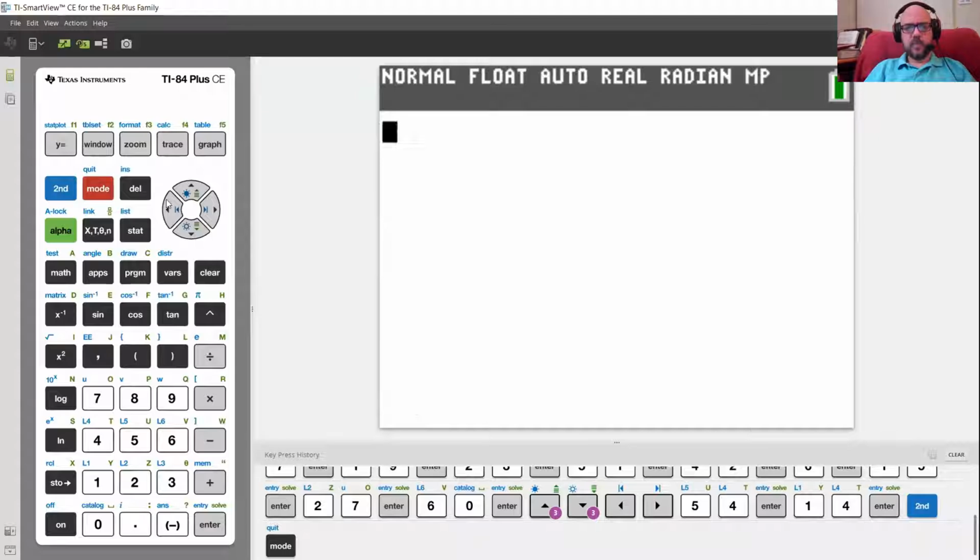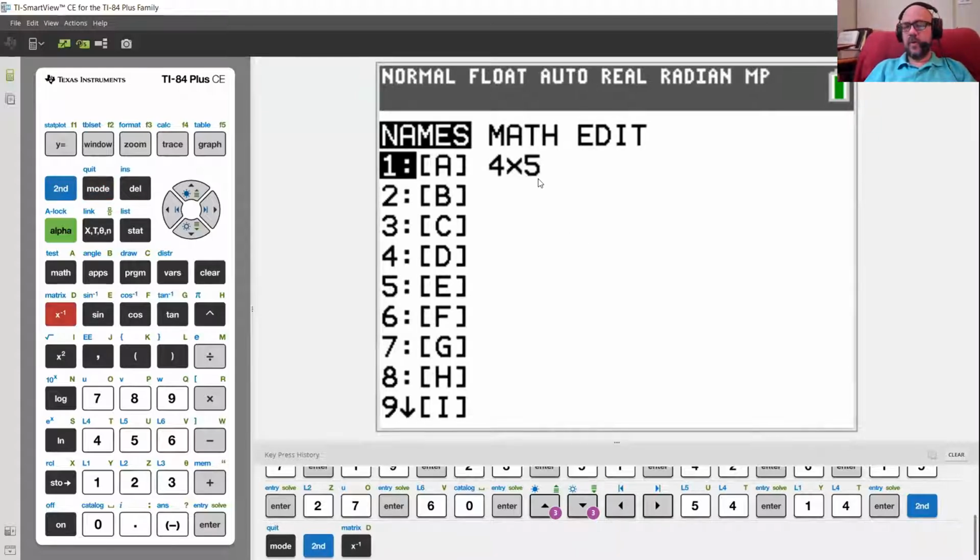The matrix is still in there, I promise. So we'll go back and look. So second matrix. You can see that matrix A is 4 by 5, exactly like we just put it in. So I'm going to quit out of this.